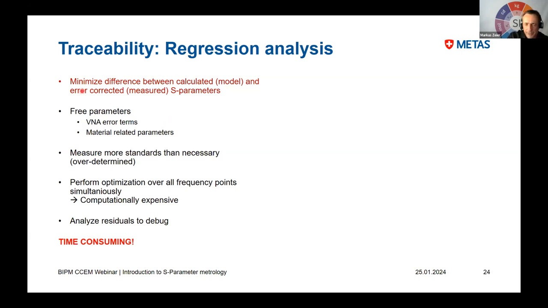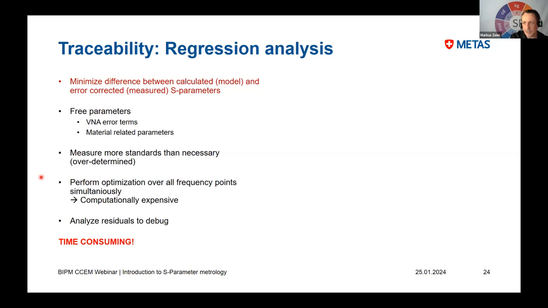Based on that, you define an objective function. Then your free parameters are the VNA error terms and these material related parameters I was mentioning before. You typically measure more standards than necessary, so you have an overdetermined situation. You perform the optimization over all frequency points simultaneously, and that's computationally quite expensive. Then you analyze the residuals and you debug, and maybe you start again. There are typically several iterations until you get a final result, so it's really time consuming.